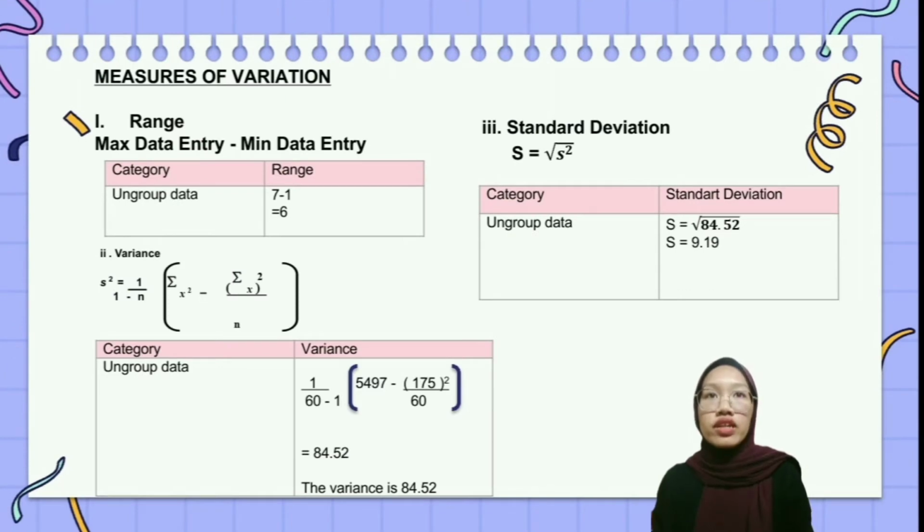Next, measure of variation for place. Firstly, the range is 6 in total, and then the variance is 84.52, and the standard deviation is 9.19.